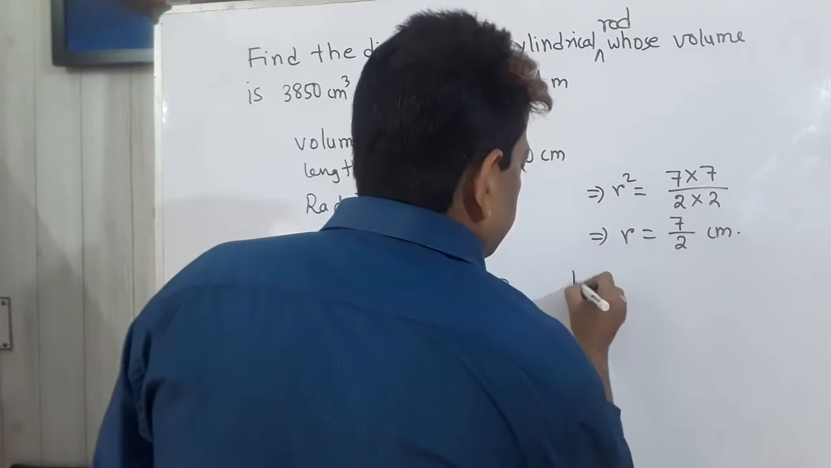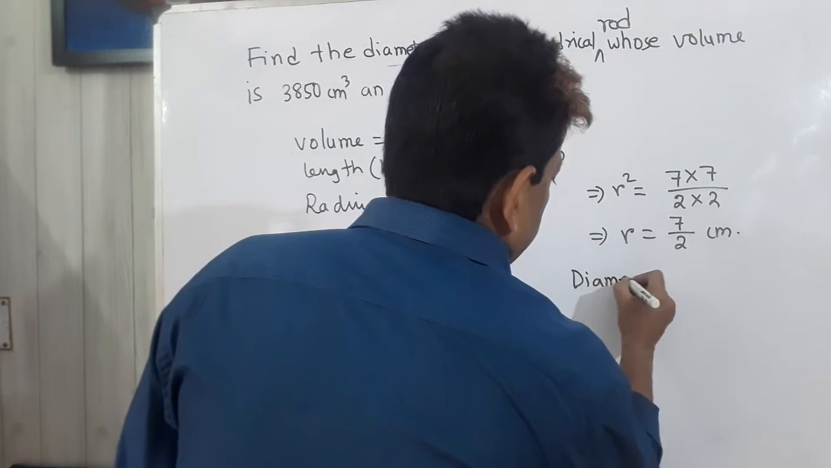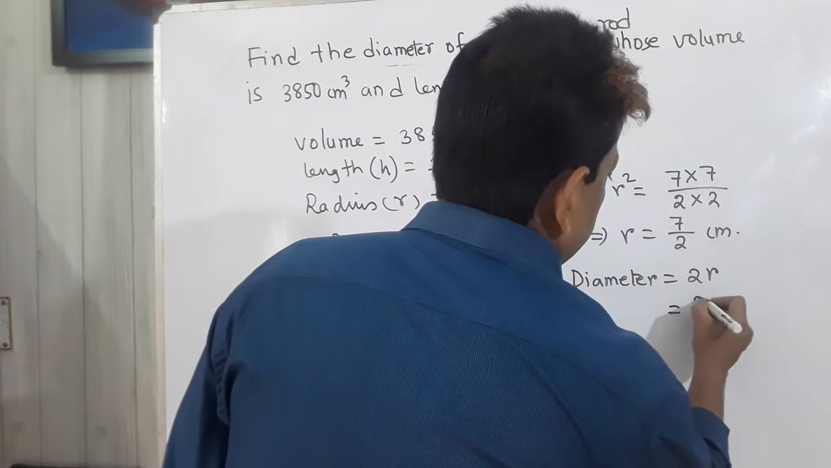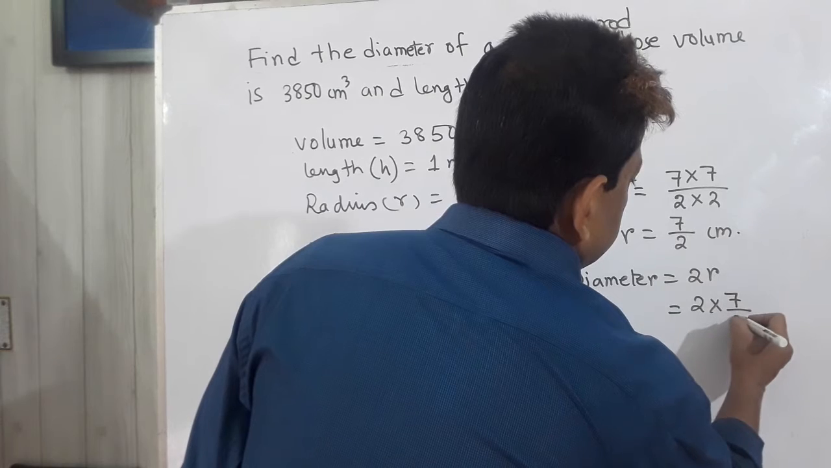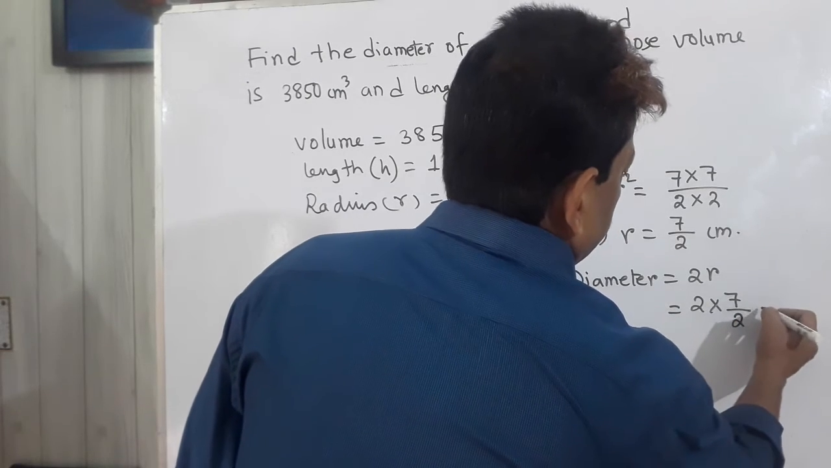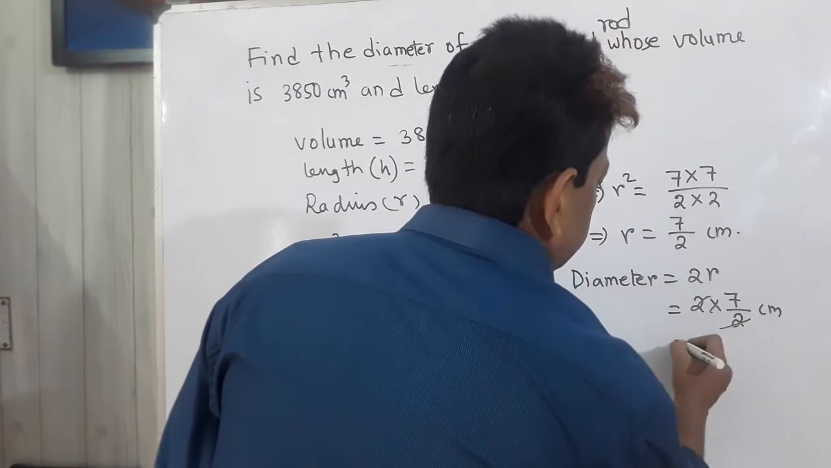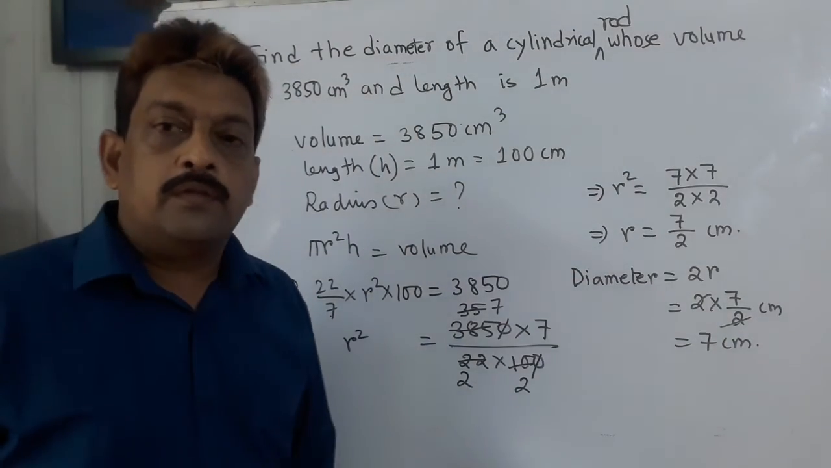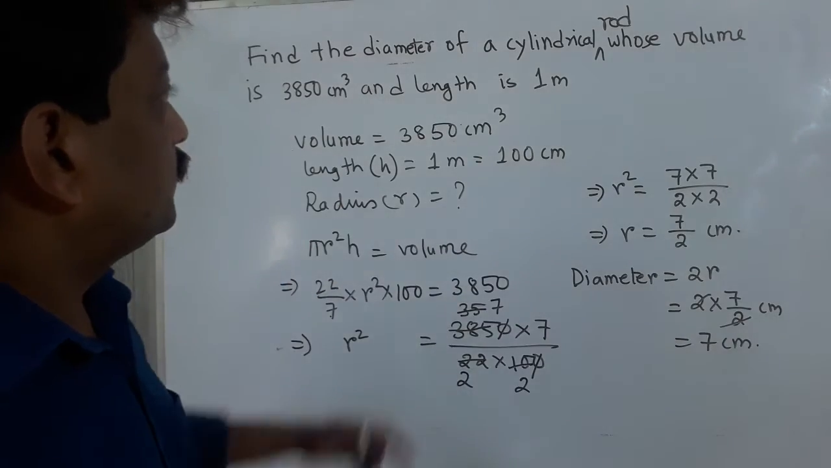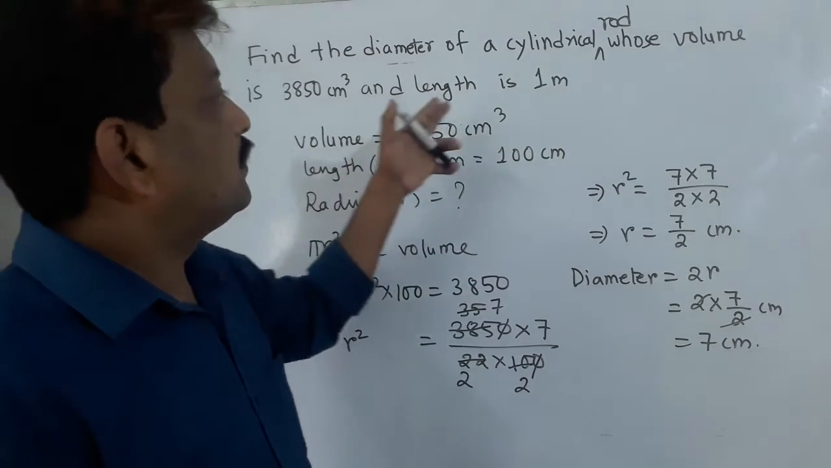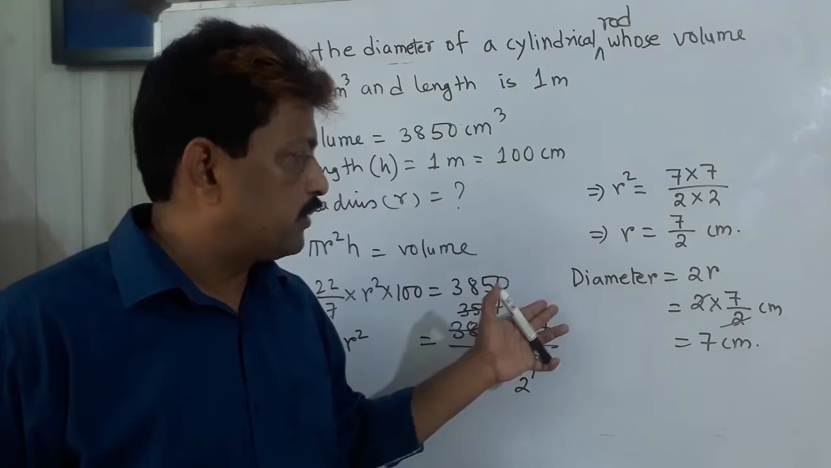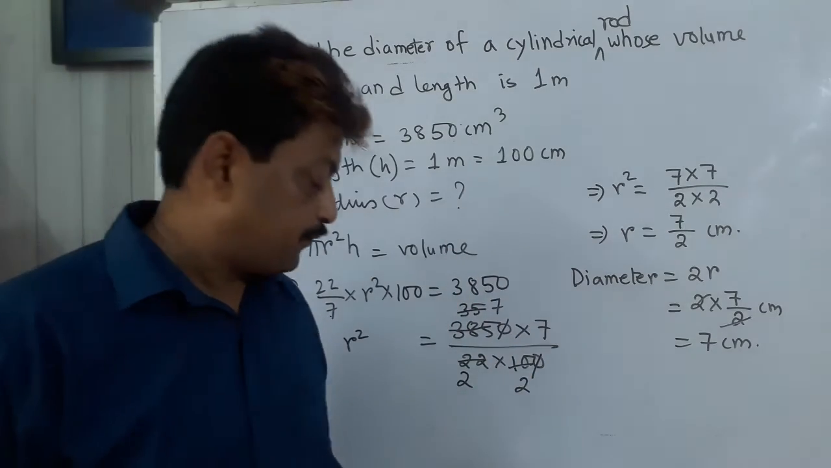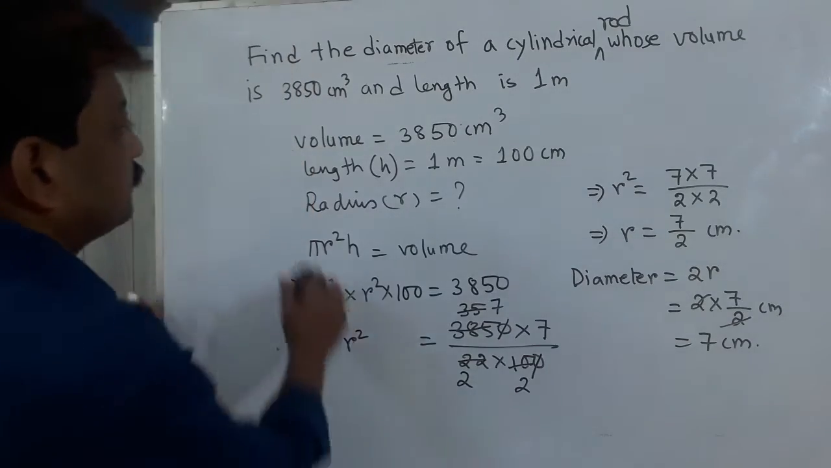Now we have to find the diameter. So we all know the diameter is twice the radius. 2r is equal to 2 multiplied by 7 upon 2 centimeter. That is, the diameter is 7 centimeter. Therefore, here the volume and the height of the cylinder were given. We have calculated the radius and the diameter also. Okay. So let us see one more sum.